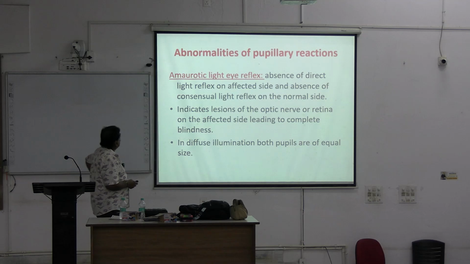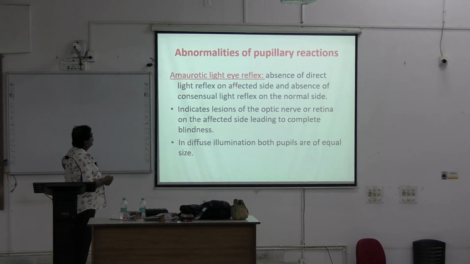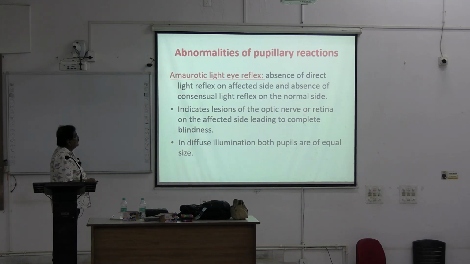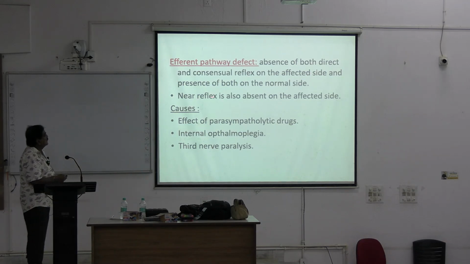Abnormalities of the pupillary reaction: amaurotic light reflex. There is absence of direct light reflex on the affected side and absence of consensual light reflex on the normal side. This indicates a lesion of the optic nerve or retina on the affected side, leading to complete blindness. In diffuse illumination, both pupils are of equal size. Different pathways: absence of both direct and consensual reflex on the affected side, and presence of both on the normal side. Near reflex is also absent on the affected side.